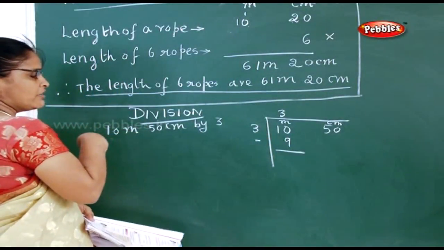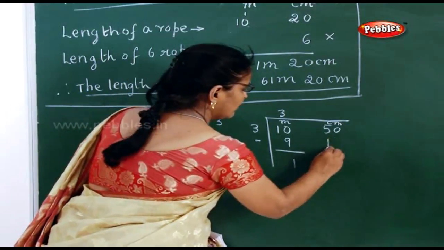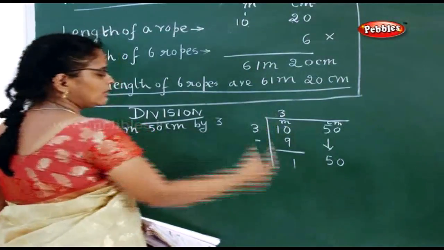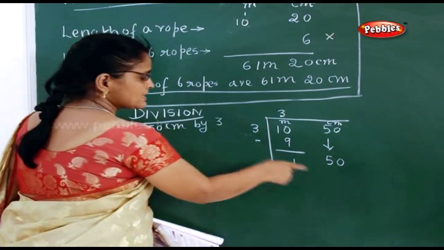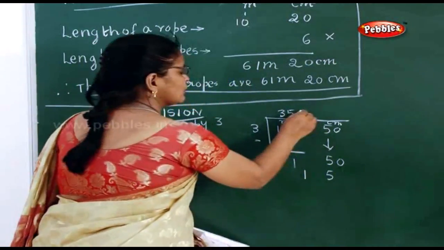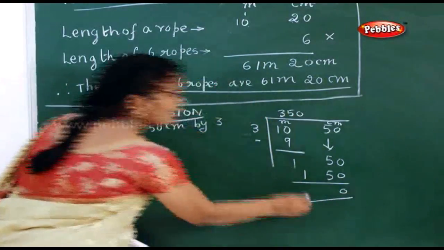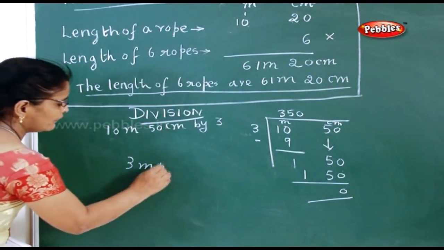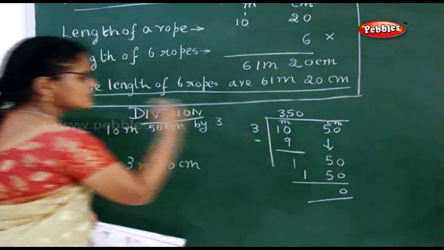I think you know how to do basic division. What is 10 minus 9? It is 1. Now you have to carry forward the 50. So 3 1s are 3, 3 2s are 6, 3 3s are 9, 3 4s are 12, 3 5s are 15. So immediately you will write 5 here. You will write 15 because 150. So you will write 3 5s are 15, 0. So what is the answer you will write? It is 3 meter and 50 centimeter. You will write 3 meter and 50 centimeter.